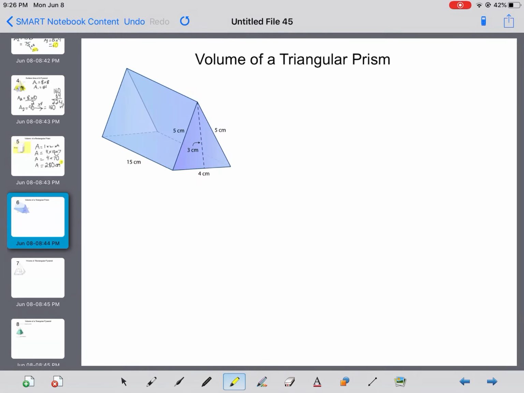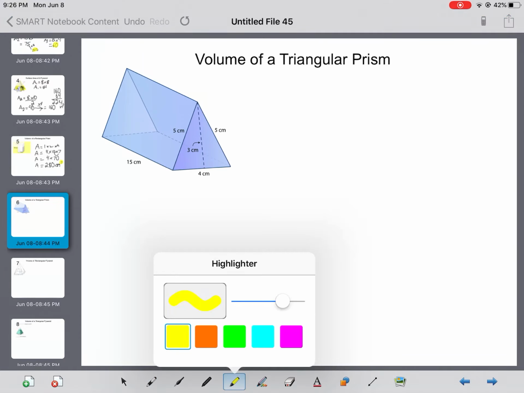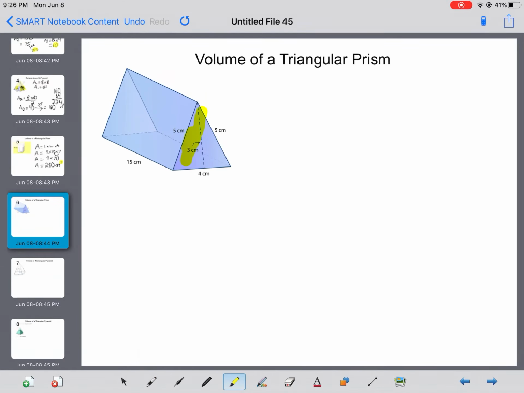Now, for the volume of a triangular prism, what I want you to do is think about the base and then multiplying the base by the height of the triangle. So pretend that I've turned this prism on end so that this highlighted part is the base. Then we have the height going up that we multiply by. So our volume is really the area of the base times the height.